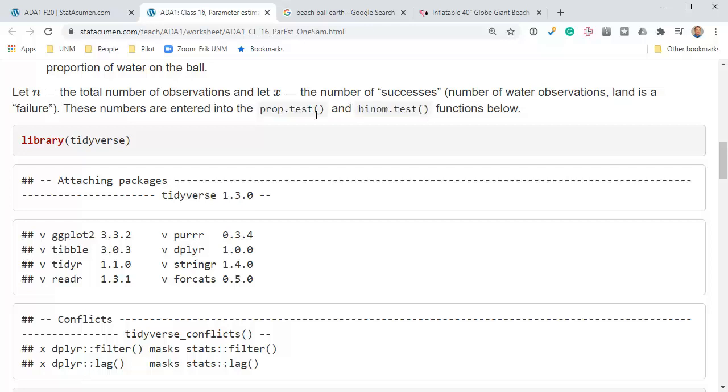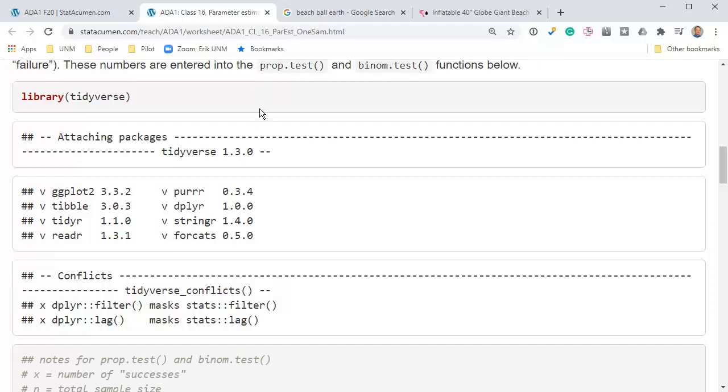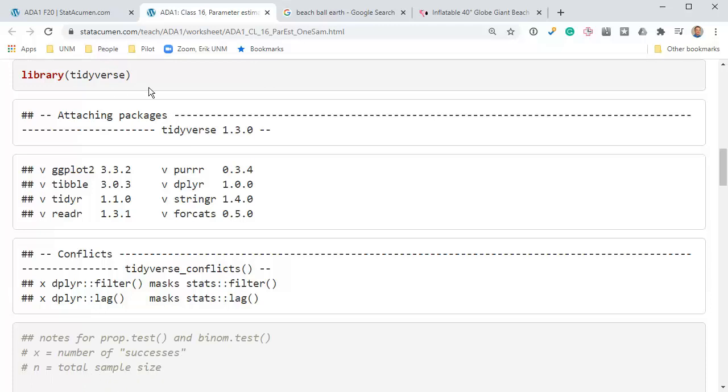The difference between these two is that the binomial test is based on the binomial distribution, which is the exact distribution for a sum of Bernoulli trials, or a set of Bernoulli trials. And the prop test is based on the normal distribution, since there's a normal approximation to the binomial distribution under certain conditions. Okay, so we're going to load the tidyverse.